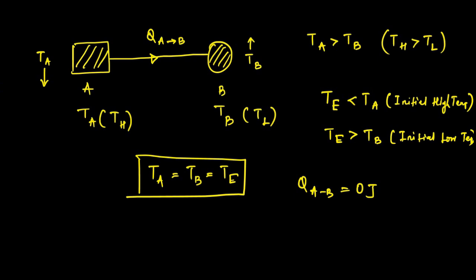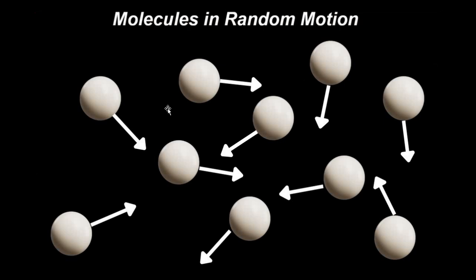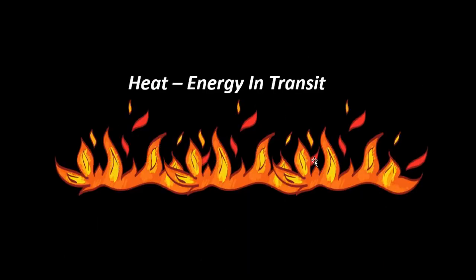Now, this is basically the kinetic interpretation of temperature, which is that the temperature of a body is a measure of the average kinetic energy of the molecules, which is defined by the molecular movement through rotational, vibrational and translation. And heat is basically energy in transit from one point to another because of temperature difference. Heat exchange happens through temperature difference, from a higher temperature point to a lower temperature point.